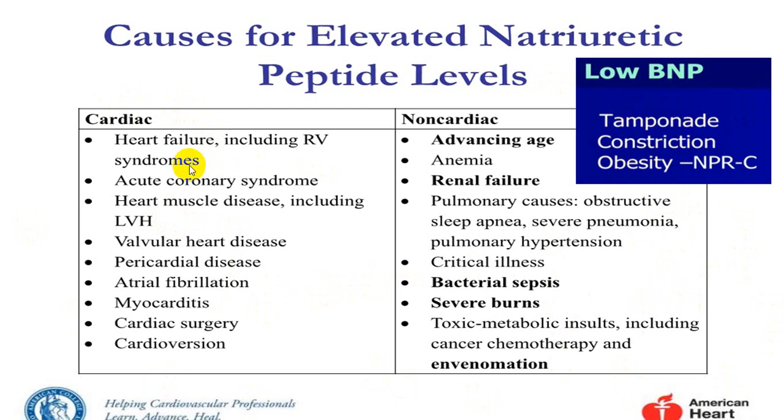And there are a lot of cardiac conditions which can have an elevated BNP apart from congestive heart failure: acute coronary syndromes, LVH, valvular heart disease, pericardial disease, atrial flutter and fibrillation, myocarditis, post-cardiac surgery, cardioversion. You should keep all these things in your mind.